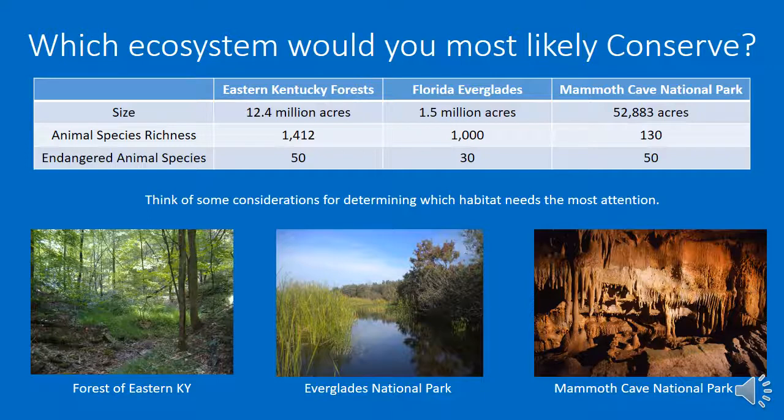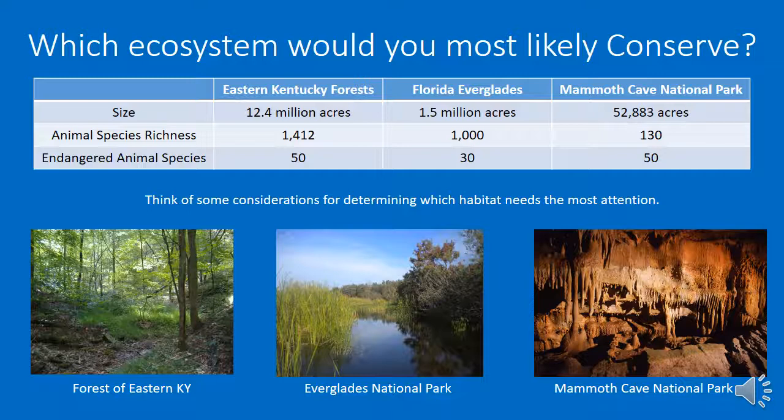So we can now look at 3 different ecosystems in Kentucky and in Florida, because the Everglades aren't in Kentucky. And we can compare them a little bit, right? So we work for a conservation organization, say the Nature Conservancy, which is one of our biggest and best conservation organizations here in the U.S. And we got some money, and we want to save an area. Here are our 3 options. Which one are we going to save?